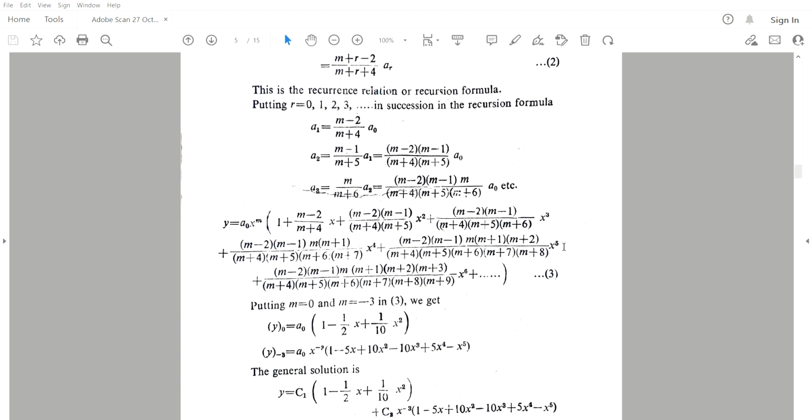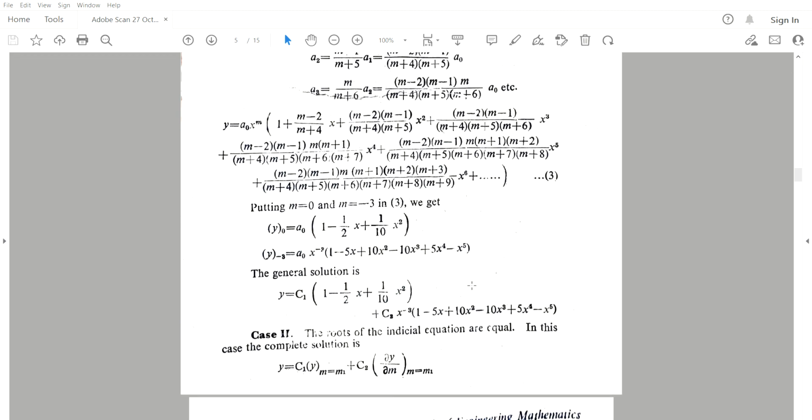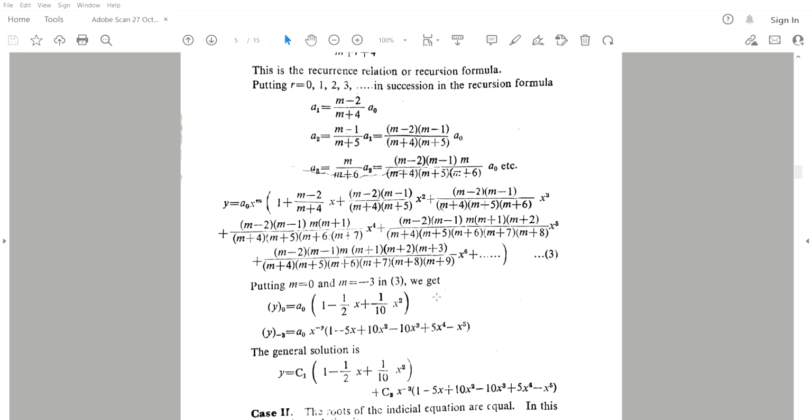Number 5 is we will find the recurrence relation, so that we put r is equal to 1, r is equal to 2, r is equal to 3. We will get all the coefficients. Now what will be step number 6? Since we have got the values of m, the solution is equal to c1 y at m1 plus c2 y at m2. These are the 6 steps to find the solution when the roots of indicial equation are distinct and not differing by integer 1. Therefore, these are the solutions.